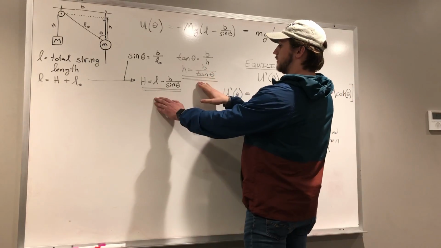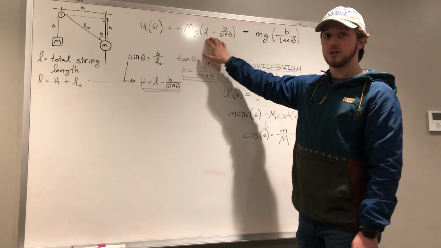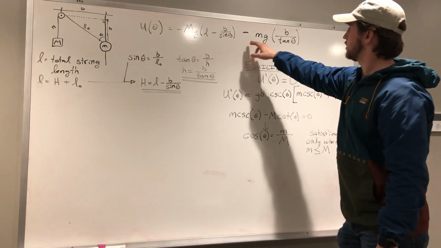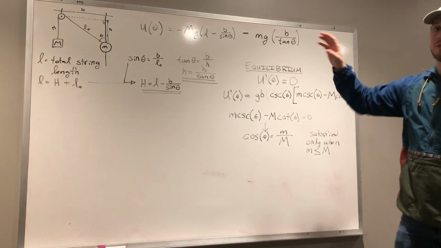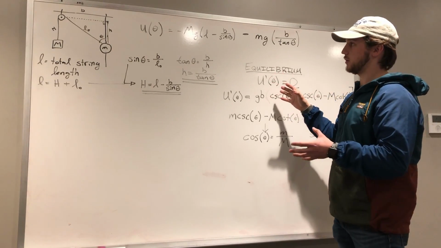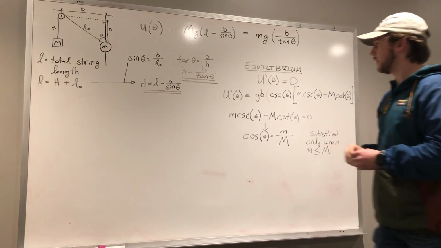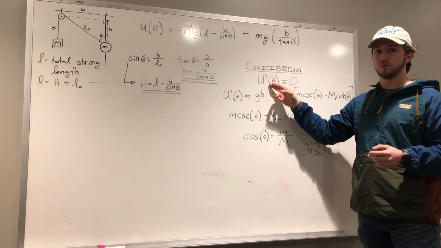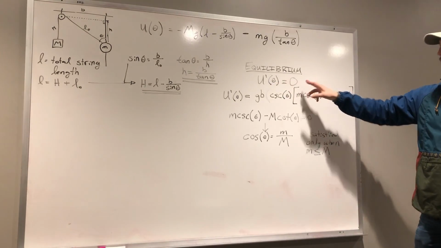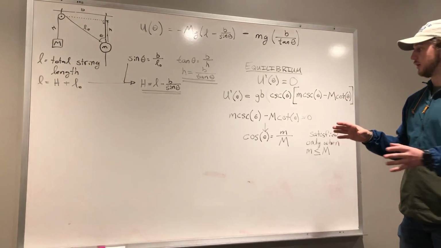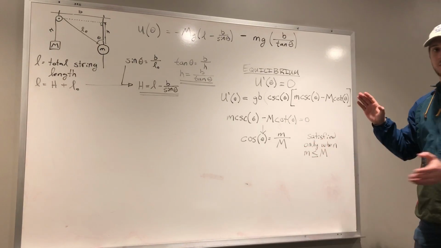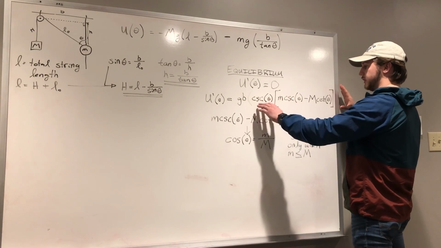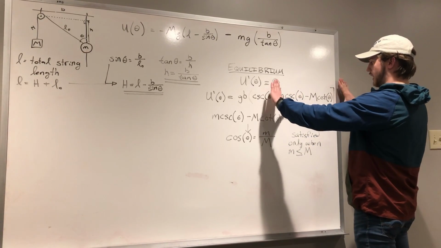Then we can plug both of these expressions into our potential energy equation, and we see that big Mg times this expression, minus little mg times this expression, is equal to the potential energy equation in terms of theta. Now for equilibrium positions, we know that the potential energy derivative has to be equal to 0. If we do the derivative here, I'll save a lot of the calculus for you, but this is essentially what you get here. You can pull out a cosecant term, and then you have this expression here.